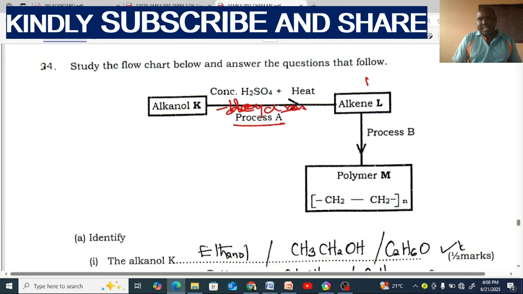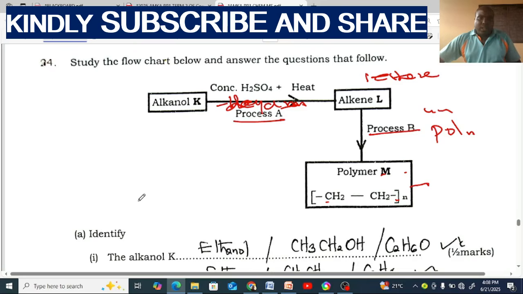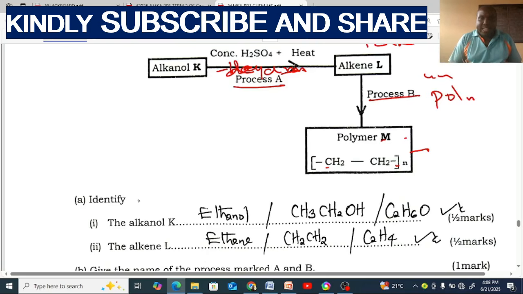If this alkene L, I can see the 2 carbons, therefore this is ethene. Ethene will undergo process B to form a polymer, polymer M. Therefore, this is polymerization, addition polymerization. So alkanol K is ethanol.